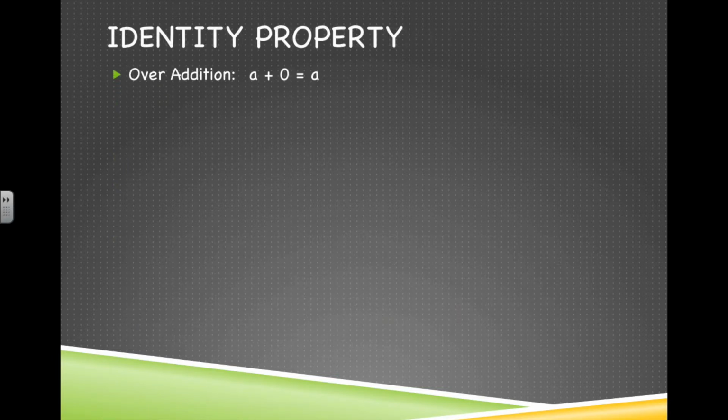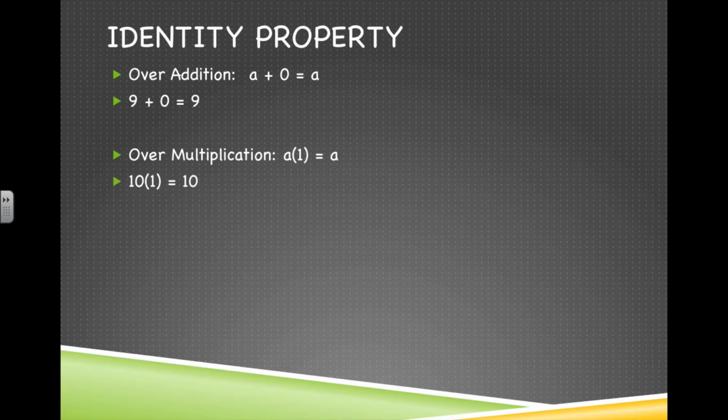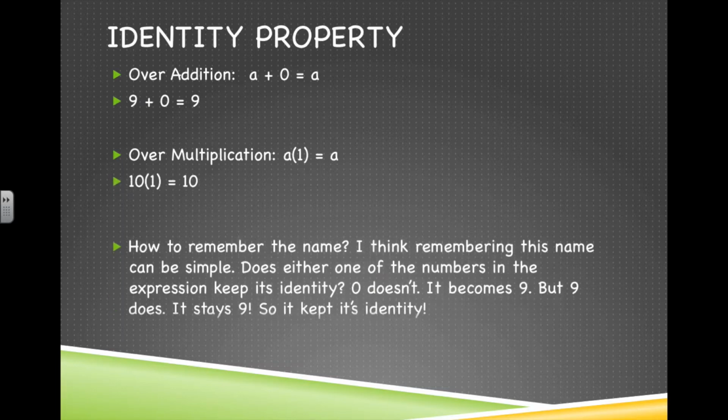Next, we have the identity property. First, over addition, A plus 0 is A. Sure, 9 plus 0 is 9. Yep. Over multiplication, A times 1 is A. Yep, and 10 times 1 is 10. We believe that.